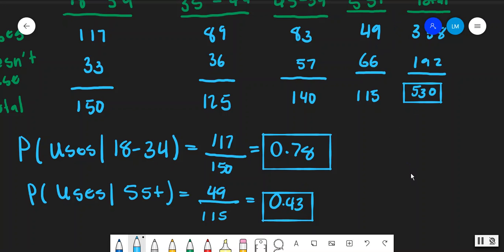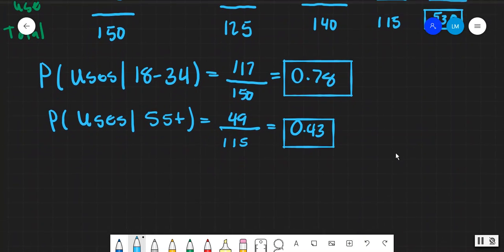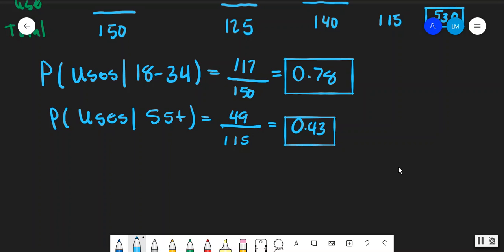Now, if you were to switch these for whatever reason, please note that you're computing something else.